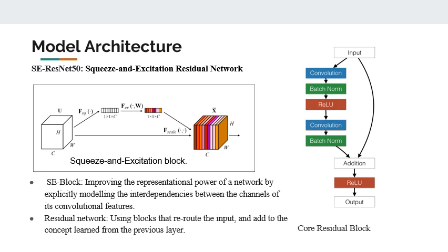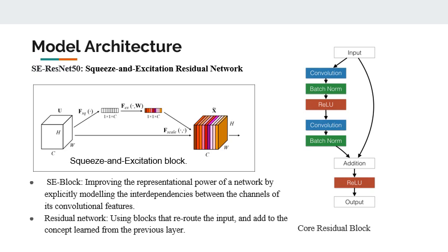This is followed by an excitation operation in which sample-specific activations are learned for each channel by a self-gating mechanism based on channel dependence. Governed by the excitation of each channel, the feature maps U are then reweighted to generate the output of the SE block, which can then be fed directly to subsequent layers.